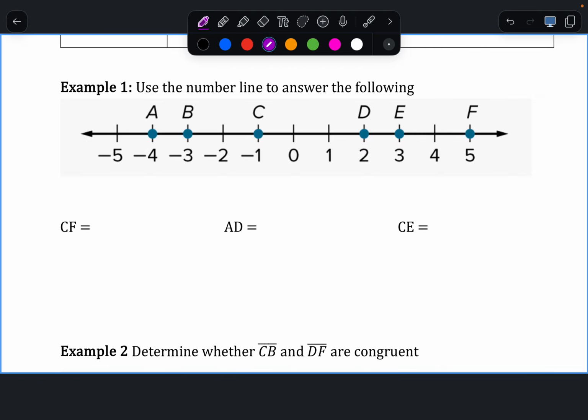Okay, so if I wanted to know the distance between C and F, if I were to draw that segment, how long would it be? 6. What's a good way of being able to solve that? The absolute value of the difference. Ah, the absolute value of the difference.